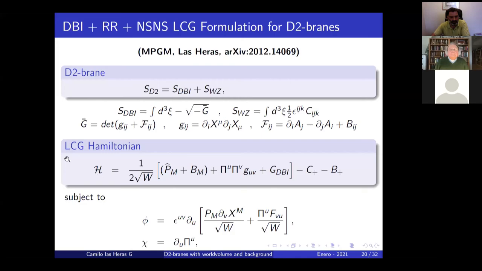So we found this light-cone gauge Hamiltonian coupled to background Ramond and Neveu-Schwarz background fields, and subject to the same constraints as before. We only notice the appearance of this new term, and this contribution in the kinetic term. And of course, this G is not the background metric, it has a contribution of the Neveu-Schwarz field. Sorry? 3 minutes. 3 minutes, all right, thank you very much.